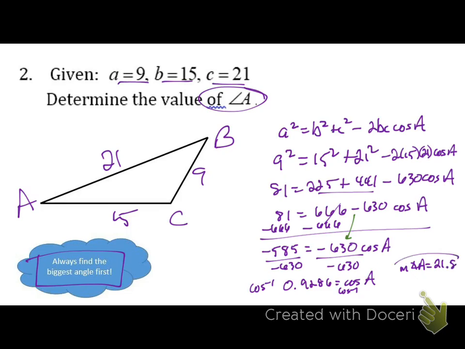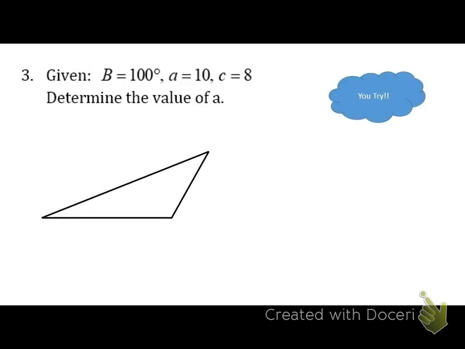21.8 degrees. Okay? And so there you go. That's how we use the law of cosines formula to find an angle measure. That simple. Okay? All right. Now you try it a couple of times.